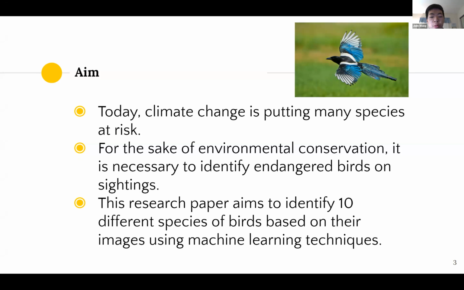And I think one of the possible solutions is using cameras and image classification techniques, which will be the main focus of this research. This research will aim to identify 10 different species of birds based on their images using a machine learning technique called convolutional neural network.